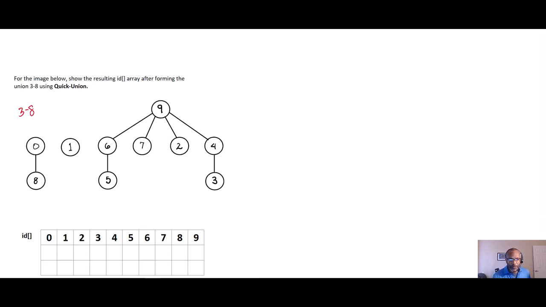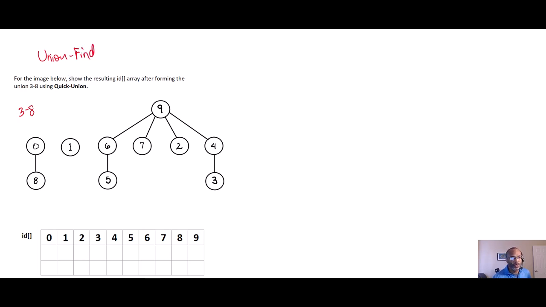Right, so we have three. The algorithm works like this. You go and you determine who his parent is, and then you have eight. The algorithm works to determine the parent of eight. They are not in the same group. Since they're not in the same group, we want to go ahead, right? We've just completed the find. Now that we have completed the find, we want to go ahead and form the union.